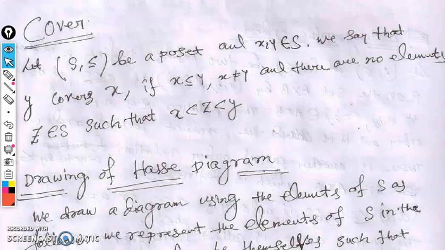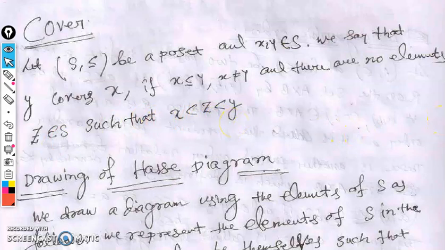What is the meaning of ঢাকা or cover in the concept of PCC, or in the field of abstract algebra? Let S be a PCC with the relation less or equals to, and x, y belong to S. We say that y covers x if x is less or equals to y but x is not equal to y, and there is no element z belonging to S such that x less than z less than y. It's very important.